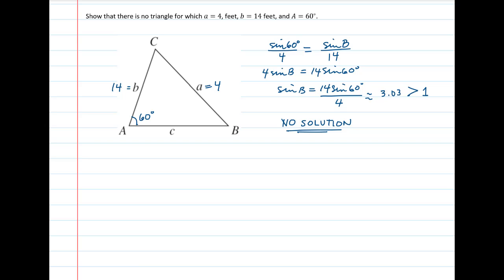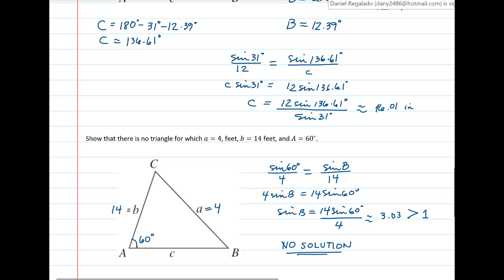What does that mean for us here? If there's no solution, if I can't find that angle B, what that means is that given these measurements, the two sides and that angle, I'm not able to construct or form a triangle with those measurements. One side would be too short, so a triangle cannot be formed here. In other words, this triangle doesn't exist. We cannot construct this triangle with these measurements.